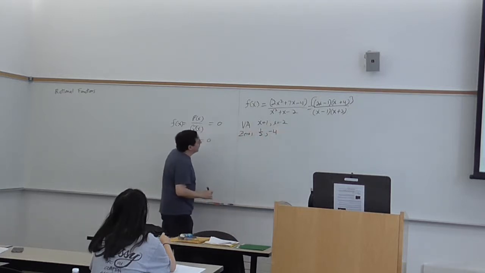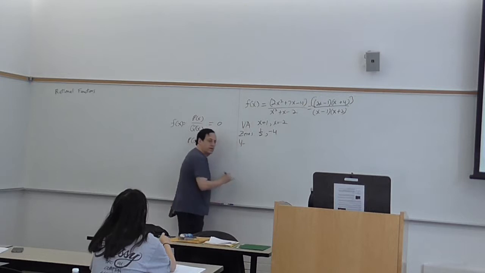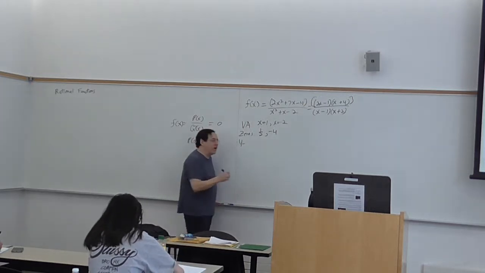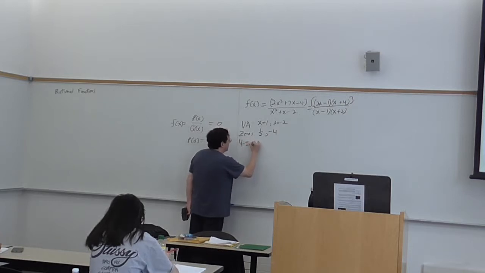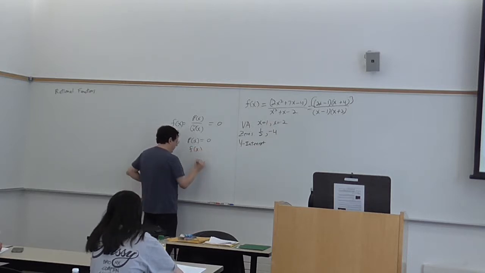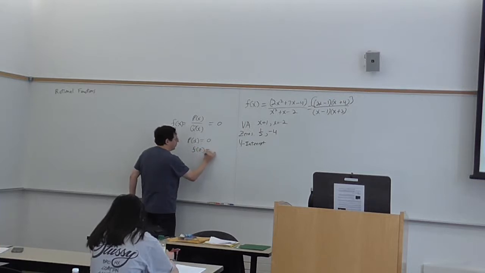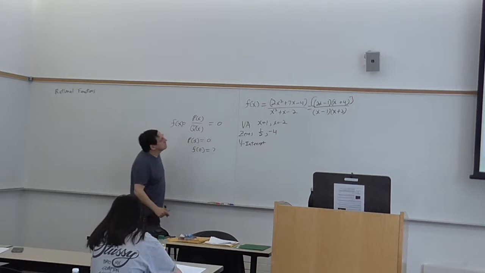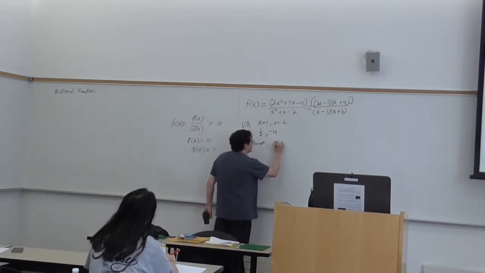Okay. What about the y? You get first dibs if you want. What's the y-intercept? The y-intercept is where f of 0 is. What's that? 2. Okay.